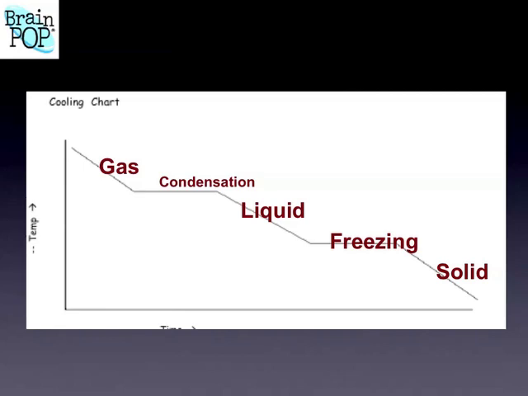Okay, so when we're going the other way, we just have different labels. Whenever we're looking at these sort of graphs, the flat areas, the plateaus, are always a change of state: melting, freezing, boiling, condensing. The areas where the temperature is increasing or decreasing are always one single state of matter: solid, liquid, or gas. Okay? You're going to have to label these and interpret these graphs on your quiz on Thursday.